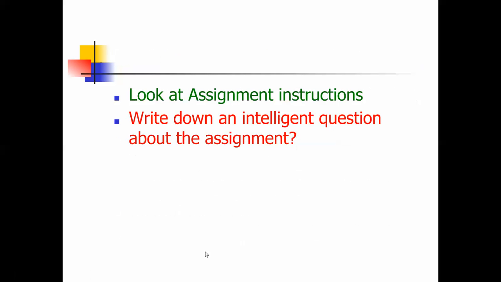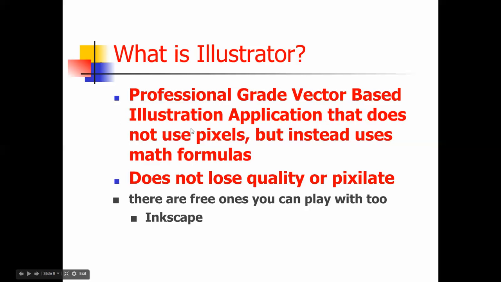Alright, so look at the assignment instructions. Go to my website, and inside there you're going to see a grade scale for this thing. Open that thing up and see what it says, and then write down an intelligent question about the assignment. If you can't find it, this would be a great time to ask Mr. Miller. He will show you. That would be me. He'll show you where it's at. Okay, so look at the grade scale for this.